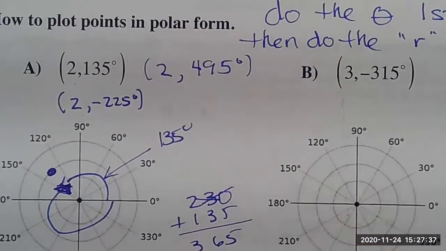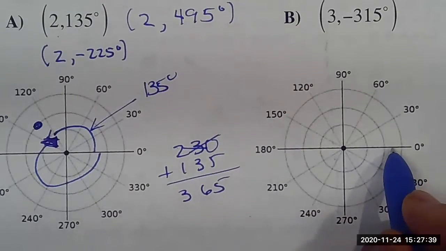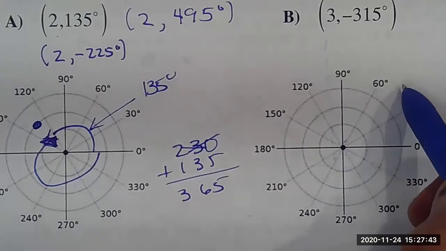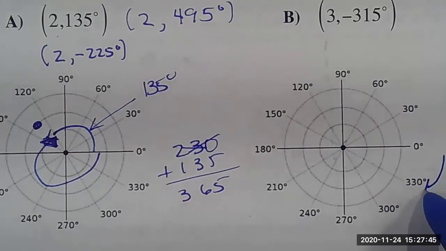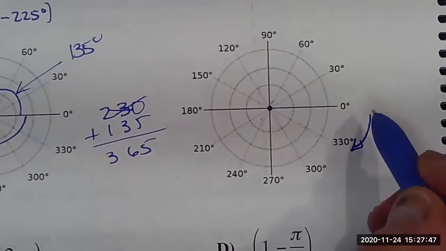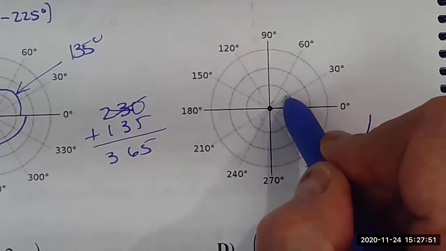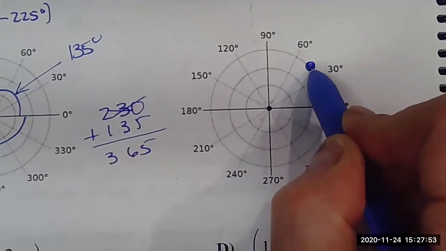Okay, this one here, I got to go backwards. Negative 315. Remember, I'm going this direction. So 315 is here, and I go 3. Okay, 1, 2, 3, put the dot right there.